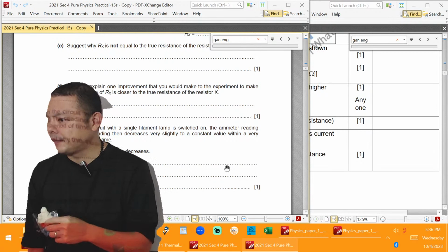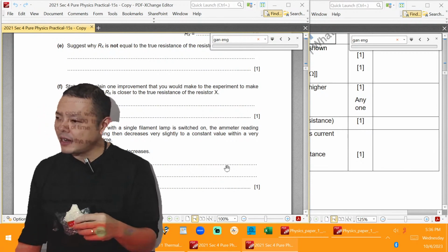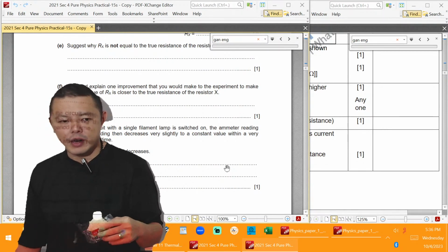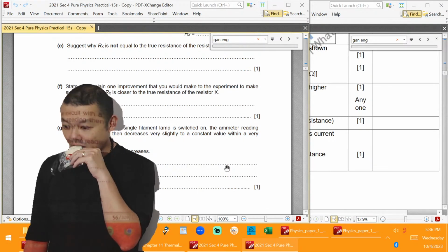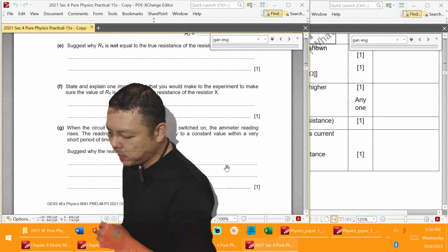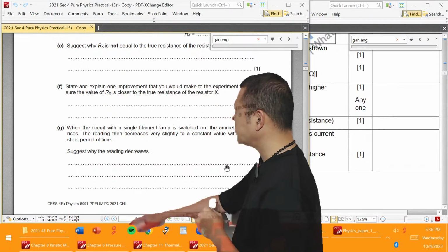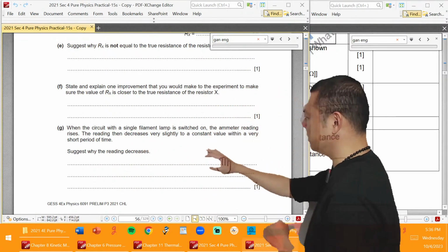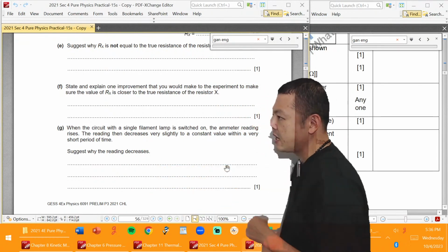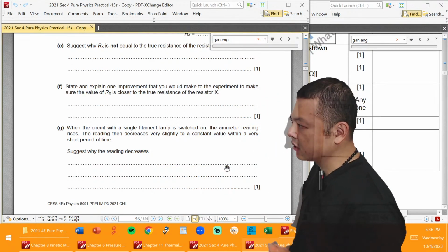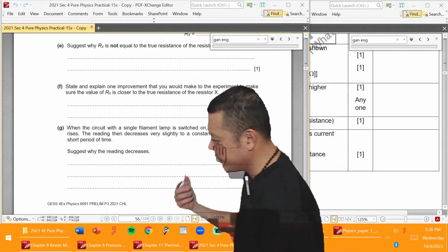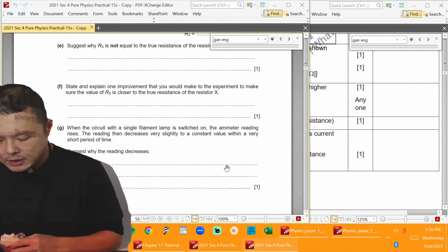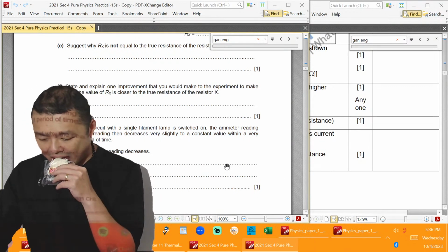Yeah, it heats up. So your filament lamp heats up. The first thing you should realize is that it heats up. As it heats up, what happens then? Resistance, yeah. So why does the ammeter decrease? Because as the filament heats up, its resistance increases, so the overall resistance of the circuit increases, and therefore the ammeter reading will decrease.